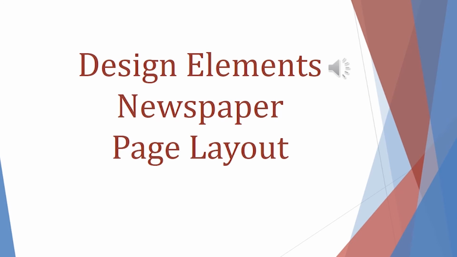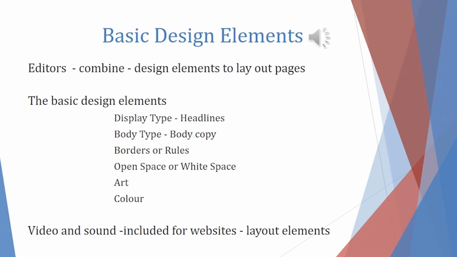In this presentation, we shall look into the basic design elements. At least 6 basic design elements are combined by modern editors to lay out pages in newspapers. They are display type, which is used mostly for headlines. The body type is used for the body copy. Borders or rules. Open space, which is otherwise known as white space, is also an element of design.